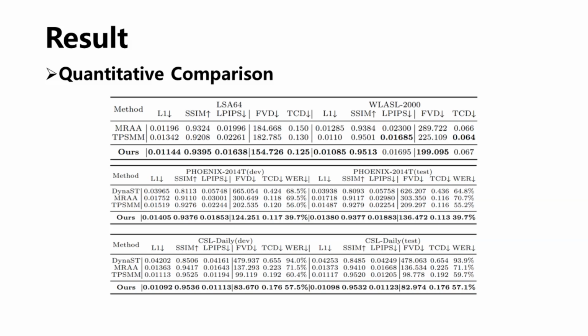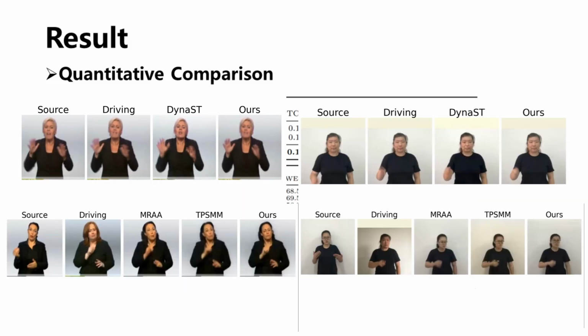We evaluated our model on several benchmark datasets, including Phoenix-2014T, LSA64, and CSL-Daily, and compared it with state-of-the-art methods like Dynast, MRA, and TPSMM. As shown in the table, our method consistently outperforms others in key metrics. For example, our model achieves better SSIM and LPIPS scores, which measure visual similarity, as well as a lower FVD and TCD score, indicating improved temporal consistency.